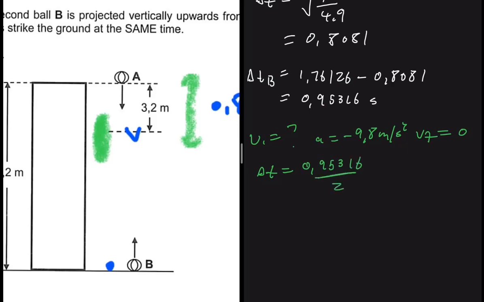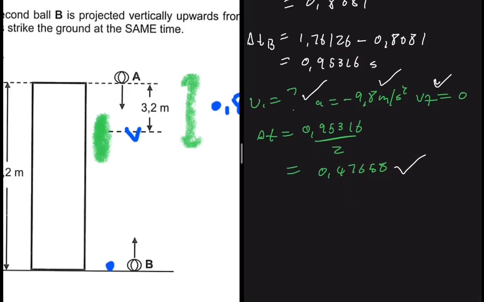So if we divide that total time by 2, we have 0.95316 divided by 2. Let me put that in my calculator. I'm getting 0.4765. So now I have delta T. I have VI, which is what I'm looking for, I have the acceleration, and I have VF.